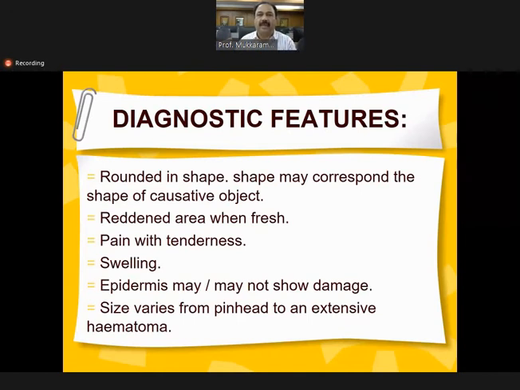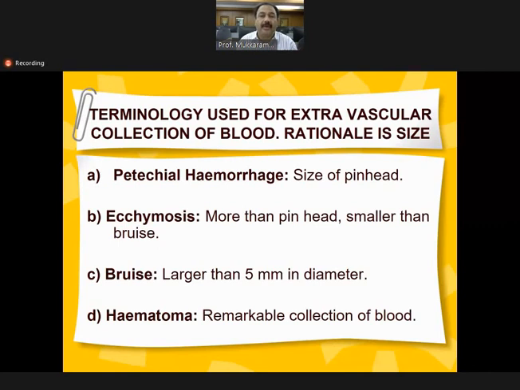The capillaries get damaged and start bleeding, and under the skin the blood gets collected. This will show you red color, or maybe maroon, blue, green, or yellow color, etc. Why? We'll talk to that. So there are different terminologies depending on how the extravasated blood is collected.